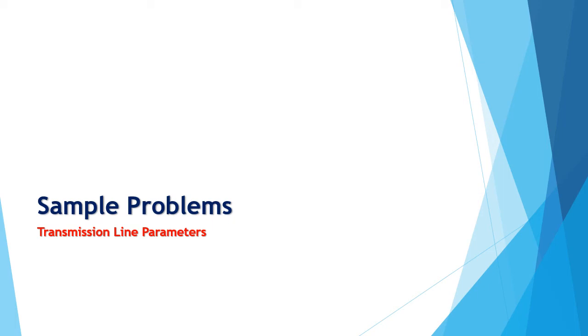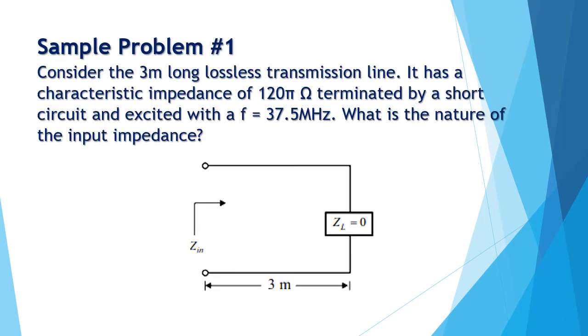This video discusses sample problems for transmission line parameters. Sample problem number 1. Consider the 3-meter long lossless transmission line. It has a characteristic impedance of 120 pi ohms, terminated by a short circuit and excited with an electromagnetic wave that has a frequency of 37.5 MHz. The question is, what is the nature of the input impedance?